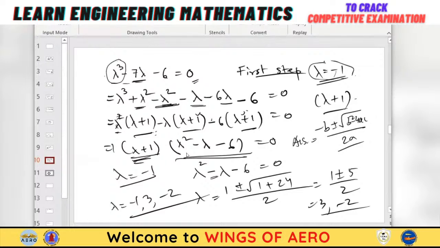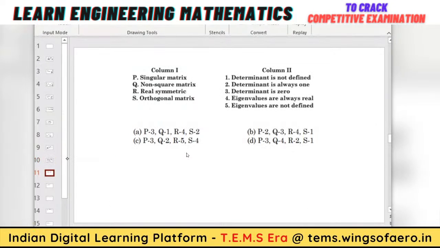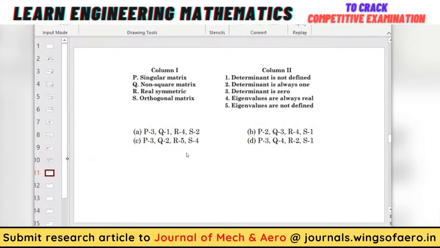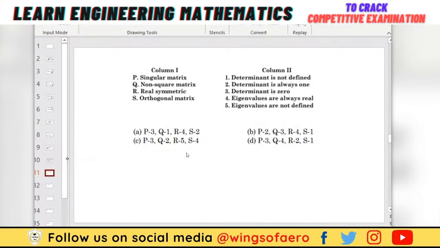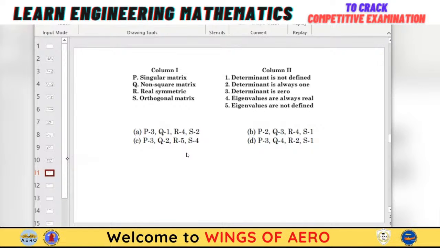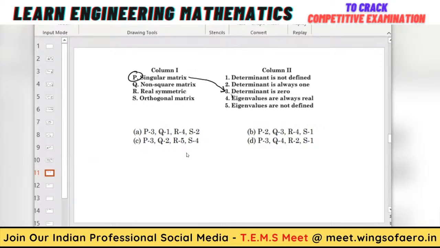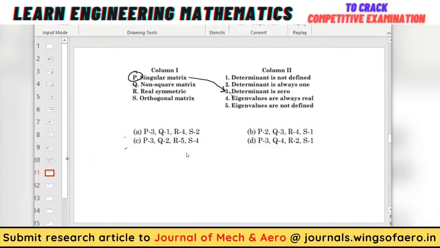Okay. Now come to slide 11. First of all, remember singular matrix means determinant is always 0. Singular means determinant 0, exactly. P is going to be 3. A, C, D, everything's P is 3.